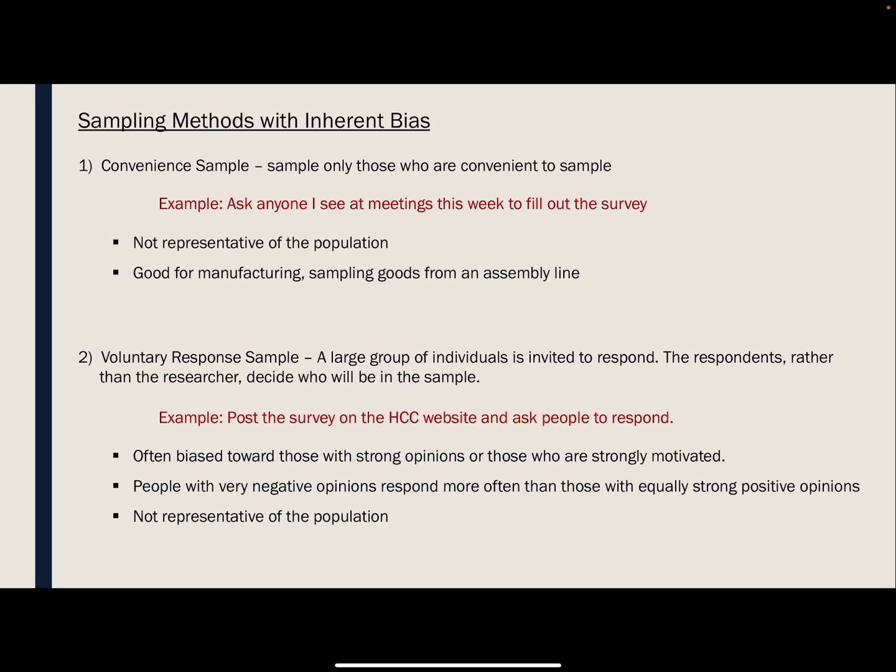The problem with a convenience sample is it's not going to be representative of the population. You're probably going to be missing entire groups of people, right? Maybe all of my meetings this week have to do with math people, and I don't get anybody from the English or humanities division in my sample. But there are times when a convenience sample is simply the only option.